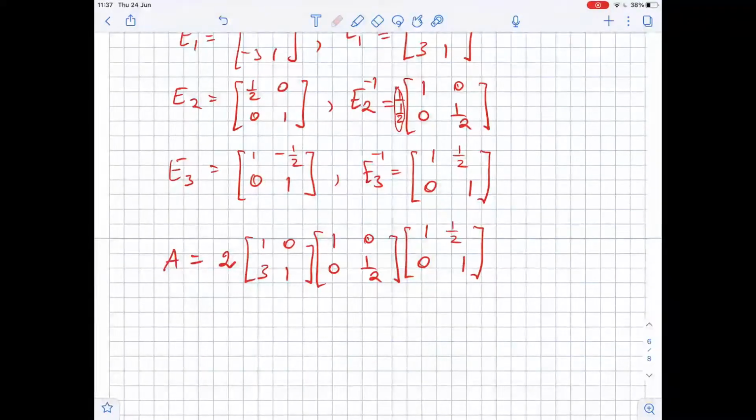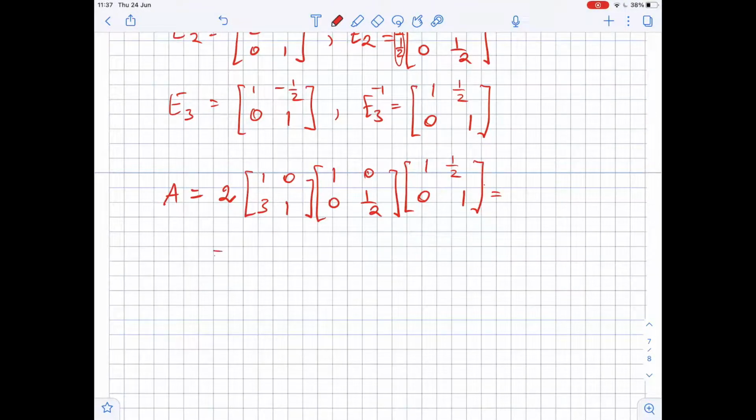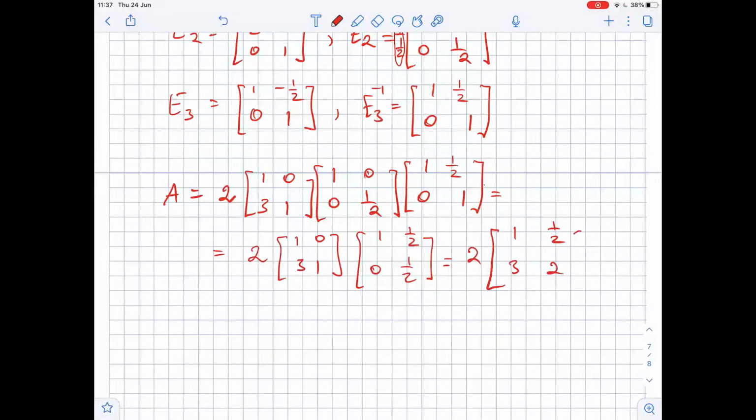Again, we can recheck it. And we will get that it's 2 times 1 0 3 1 times 1 1 over 2 0 1 over 2. This equals 2 times 1 1 over 2 3, and here we have 3 over 2 plus 1 over 2, which is 4 over 2, so it's 2. And this equals, now we multiply by 2 and we get 2 1 6 4. So yeah, this works, and we have shown A as a product of elementary matrices, and we have shown A inverse as a product of elementary matrices.